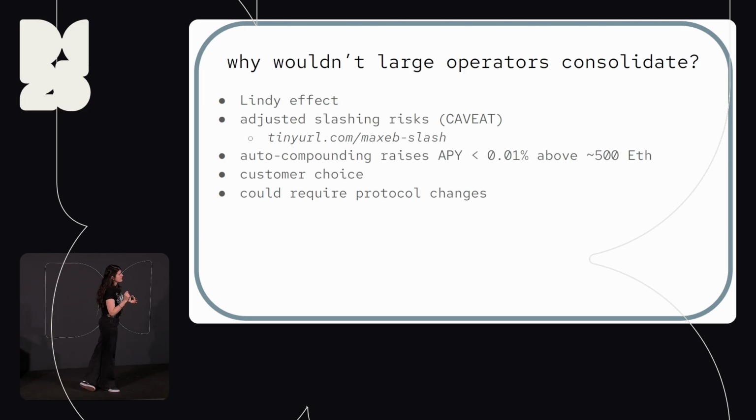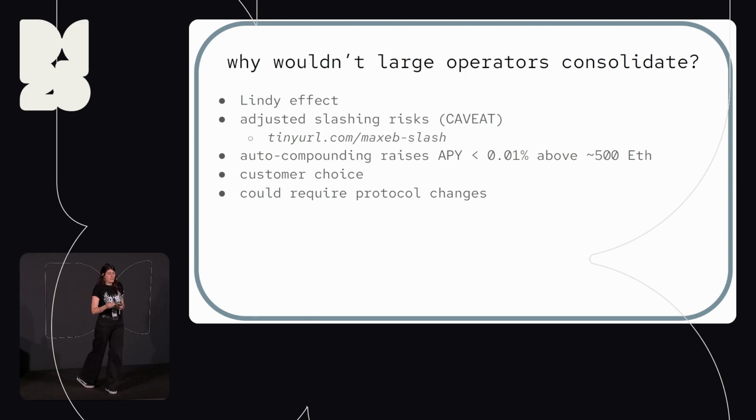So the adjusted slashing risk is not a larger dollar amount getting slashed. What it is, is putting more of your stake in a slashed state, which is essentially just embarrassing for the professional operator.